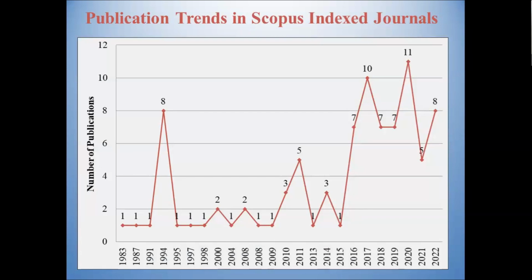When I say there is lesser penetration of the product of reverse mortgage loan, one of the reasons is this chart, which presents the academic research published in Scopus Index journals. Although in developed markets the product was launched in the early 80s, in India it was launched in 2007.